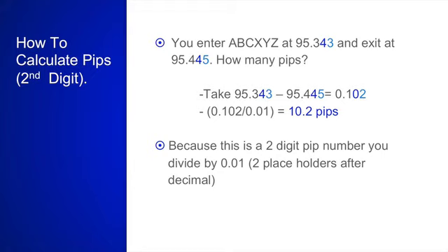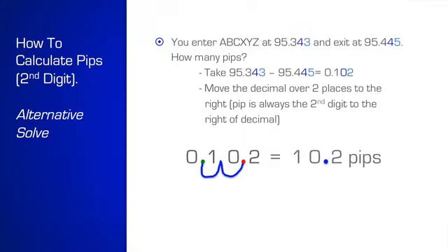Now, notice how you divided by 0.01. Why did you do that? You did it because there are 2 placeholders after the decimal. Remember, on yen and gold pairs, the pip is the second digit after the decimal. So that's why you would divide by 0.01. That's one way of doing it. Now, the other way of doing it, you already know, is slide the decimal place 2 spaces to the right. Remember, 2 places because the pip is the second digit to the right of the decimal in yen and gold pairs.